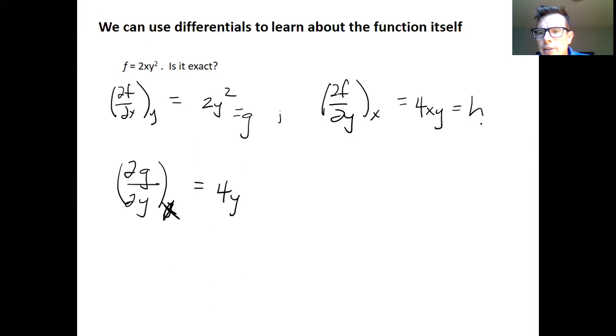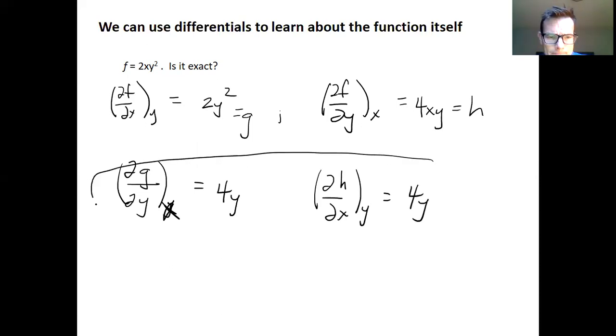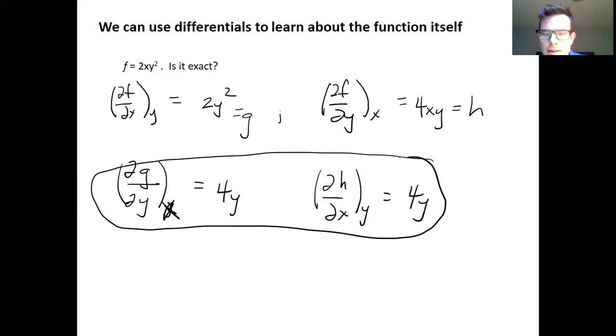I called my function here h. If I take the derivative of this now with respect to x when y is held constant, 4xy, I get 4y. These are equal. Therefore, this is an exact function. Okay.